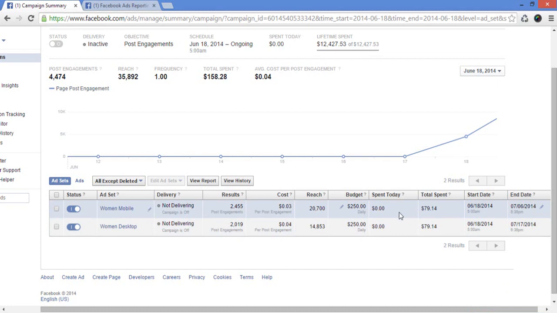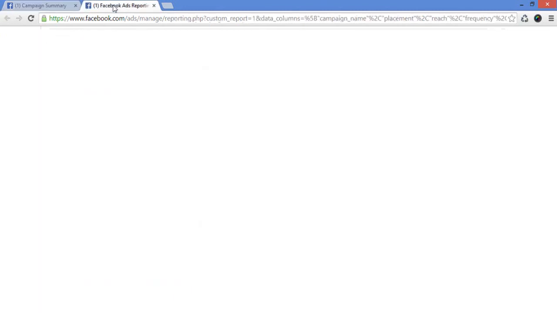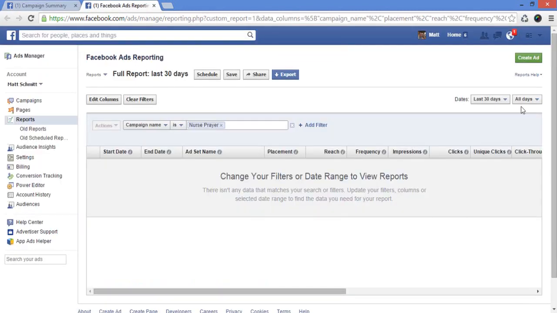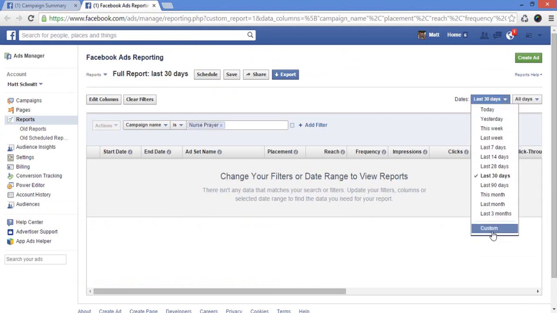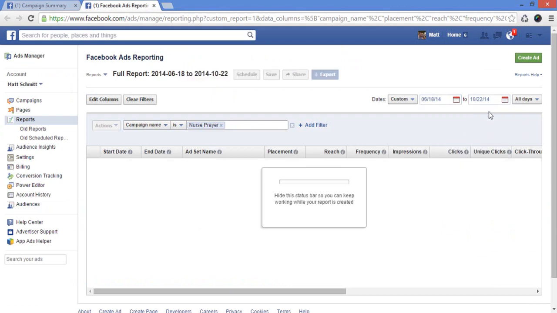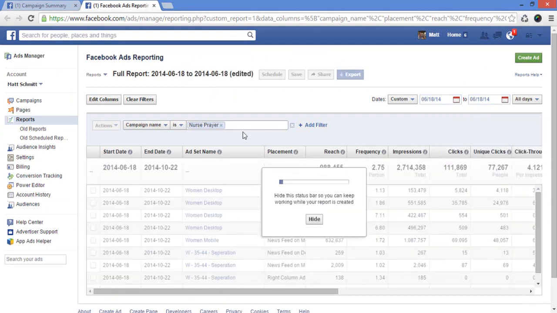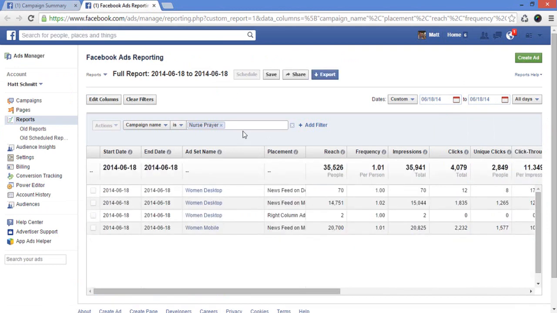So let's go into the report. If you've never gone into a report before, you're going to click on the button that says View Report, and it opens this next window over here. Let me get my timeline here real quick. We had June 18th, so we just want to look at one day.